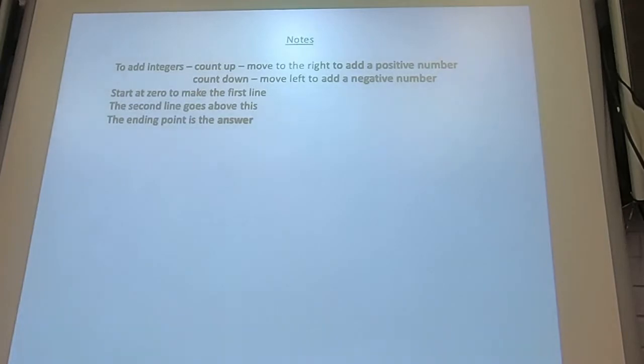The first line goes at the very bottom next to your number line. That's your first number. Your second number goes above that. Your third number goes above that. So each number has its own line. The ending point is going to be your answer.